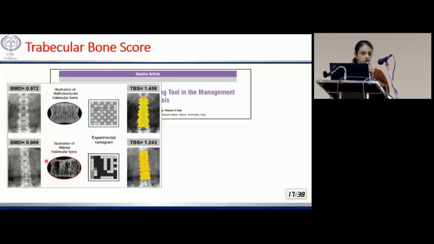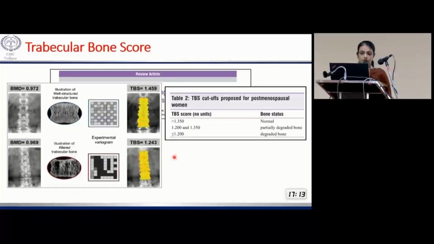Whereas in this bone, you can see that the bone is porous, the trabeculae are a little more spaced apart. The bone mineral content per unit area, which is BMD, is good, but the trabecular bone score is low. So the quality of the bone is not good, as is wrongly conveyed by the bone mineral density, and this is where the importance of TBS lies.